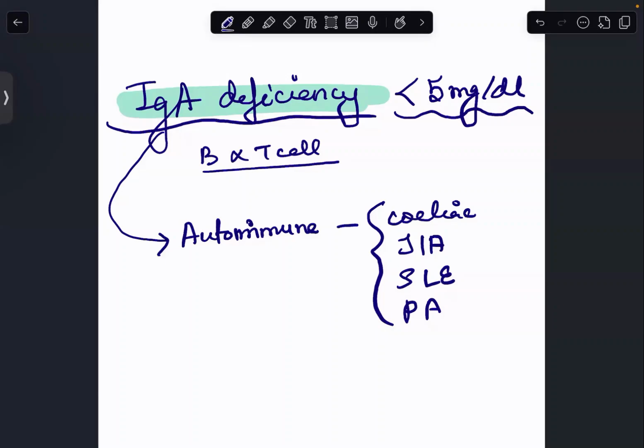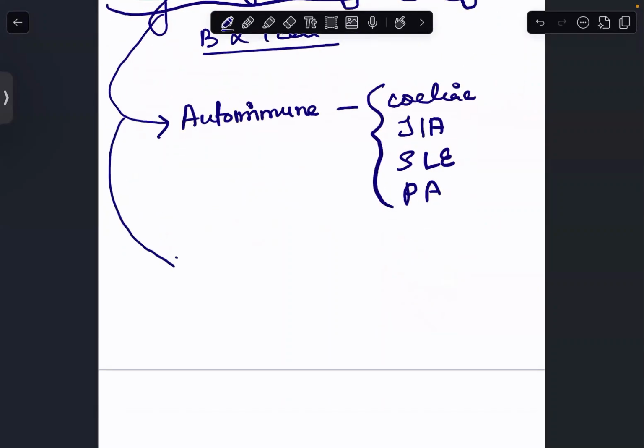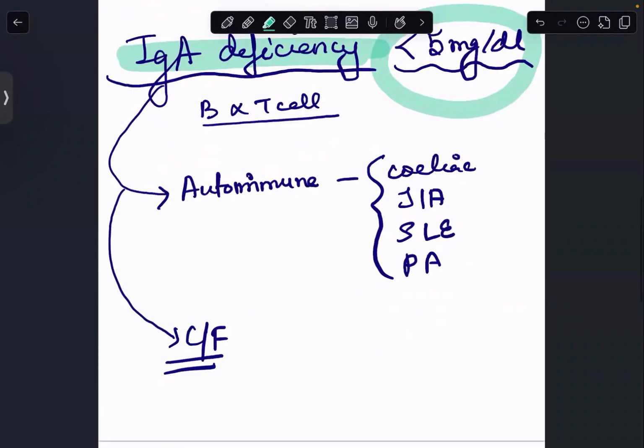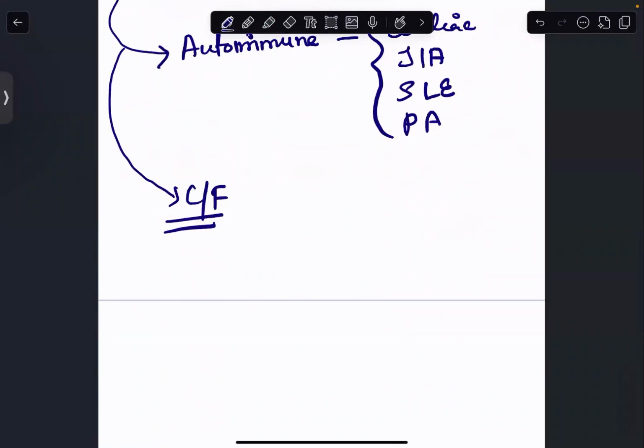Okay, till now? Now, how do they commonly present to us? What are the clinical features? First, you study the cause. The pathology is due to deficiency in IgA less than 5 milligram. Then you can study the association before or after, not an issue. Then you study the clinical features. Set up the order in your mind.